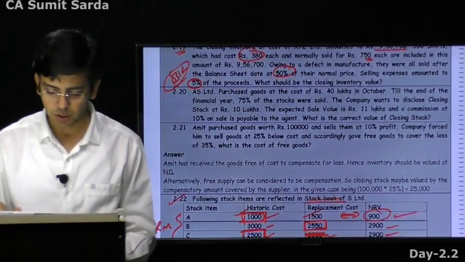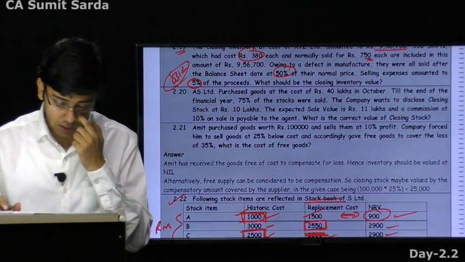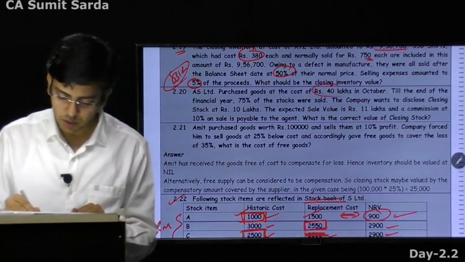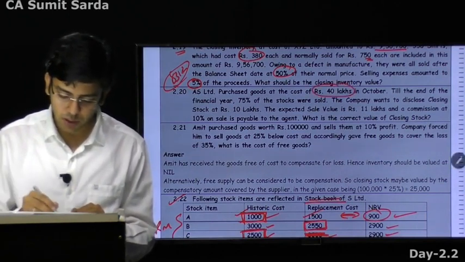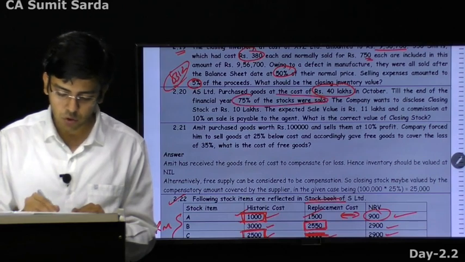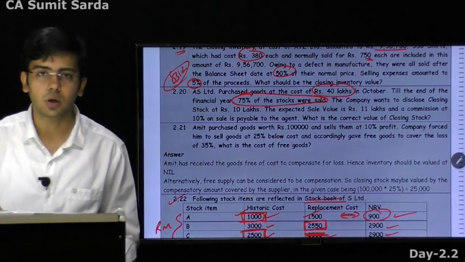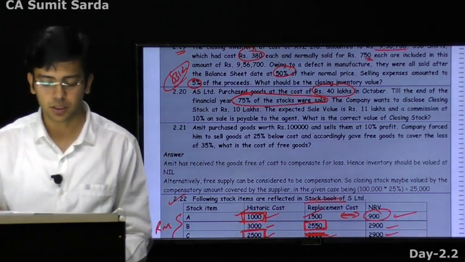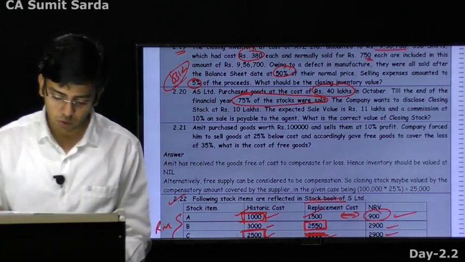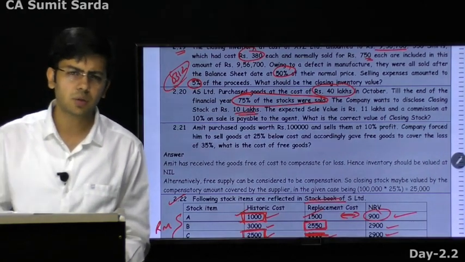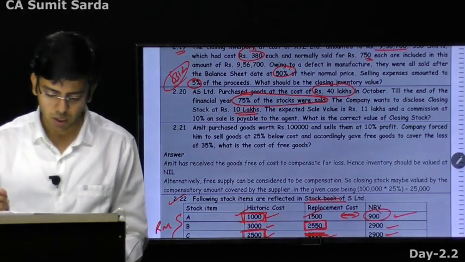Okay, so I'll look at another question. AS Limited purchases goods at a cost of 40 lakhs. Till the end of the financial year, 75% of the stock is sold. How much amount of stock is sold? 75% of 40 lakh, 30 lakhs. Company wants to disclose the closing stock at 10 lakh. So the remaining amount is 10 lakh. Well and fine, company can show it. What is the issue in that?